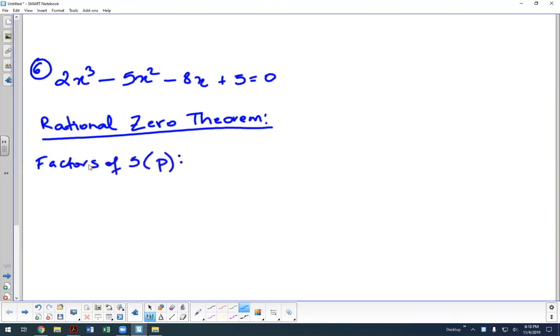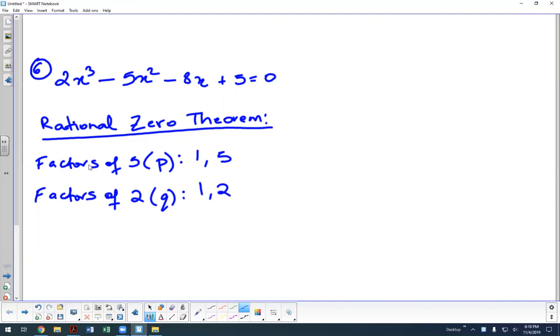And these will represent our p-values. So what can we break down 5 into? Yeah, 5 and 1, or 1 and 5. Same thing with the leading coefficient. So we're looking at factors of 2 from the 2x to the third, which we designate as q. And again, what does 2 break down into? Yeah, 2 and 1. They're all prime numbers, so you don't really have too many options to list them.